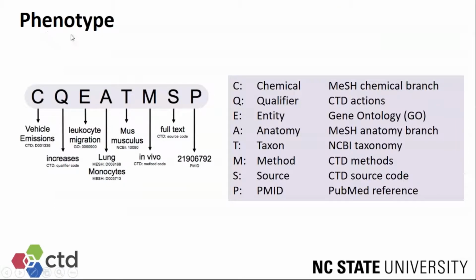Our phenotype curation is pretty complex. We have a chemical, and we have some sort of qualifier, so the effect is increased or decreased. We have an entity, which is what we use the Gene Ontology for. We have anatomical terms that we add to it, because we want to know where in the body something is occurring. And we have the particular species, and whether it's in vivo or in vitro.